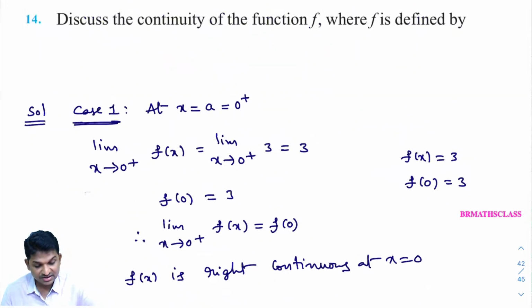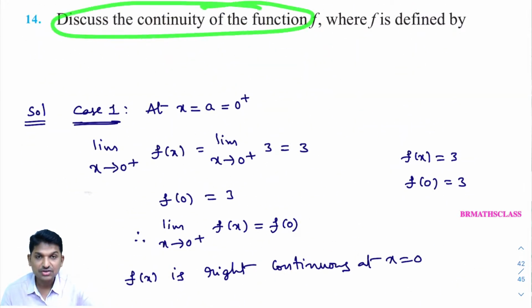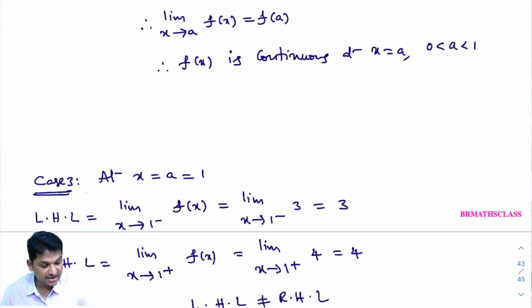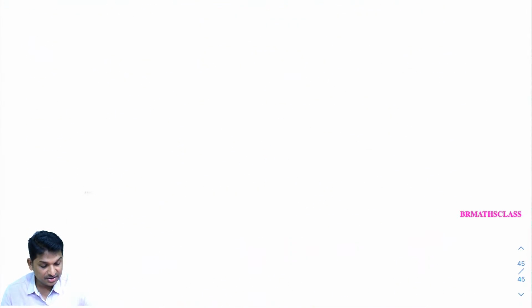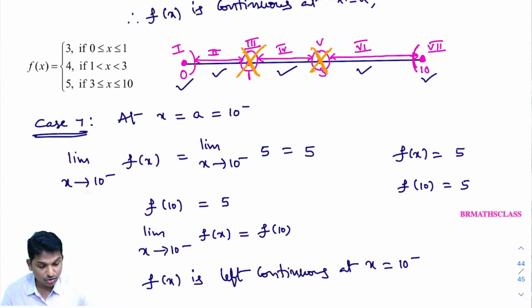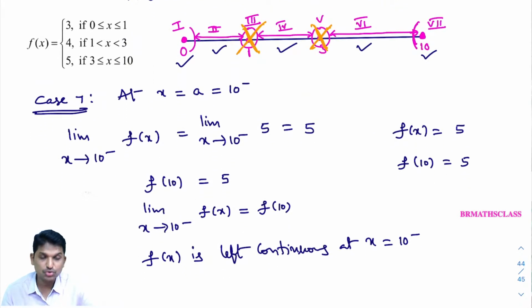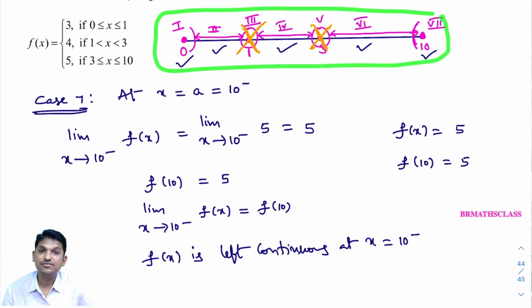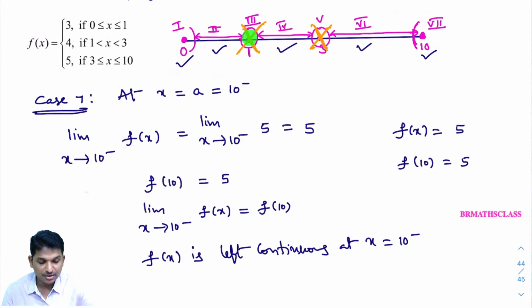What are they asking in the question? Discuss the continuity of the function. So the first thing I identified was its domain. Its domain is the closed interval 0 to 10. So I am checking the continuity of the function in its domain. We got a total of 7 cases. I came to know that it is continuous everywhere except at 1 and 3. That means this function is discontinuous at x equal to 1 and discontinuous at x equal to 3.